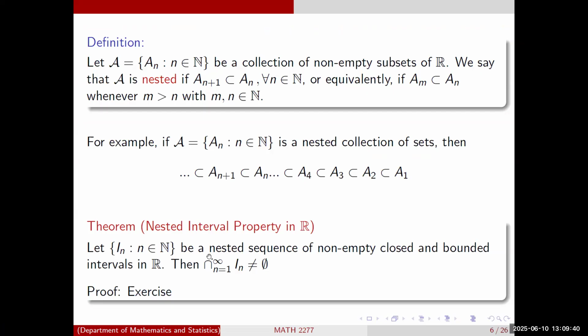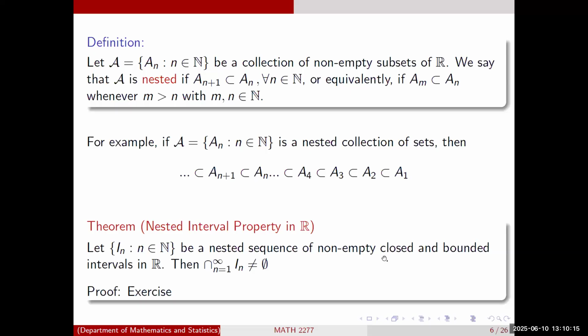Let In be a nested sequence, so you could say a nested collection, of non-empty closed and bounded intervals in R. So they need to be closed and bounded. Then the intersection is non-empty. Okay, so again, you don't need to know the proof of it, even though it is listed as a proof exercise. I need to change that. You don't need to know the proof of it, but you should at least look at it.